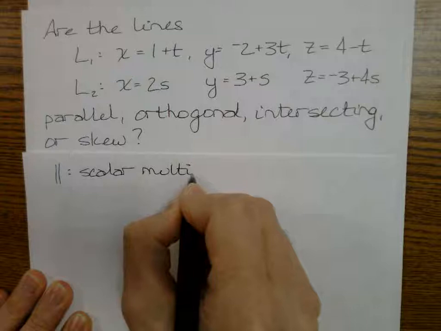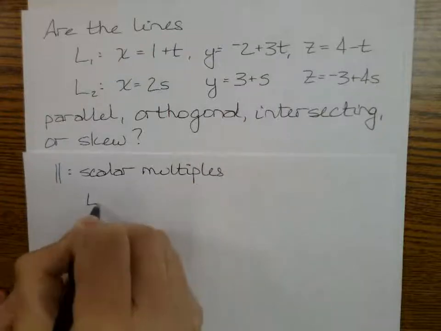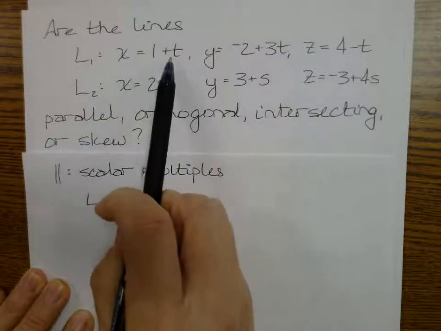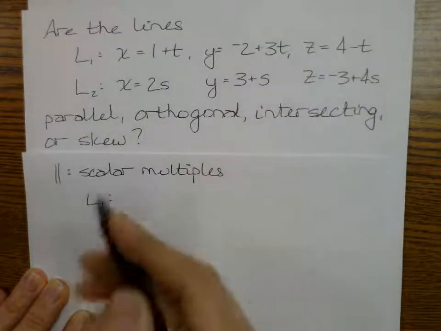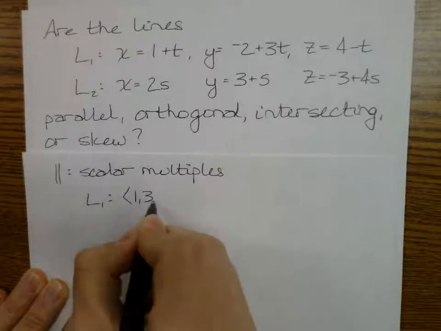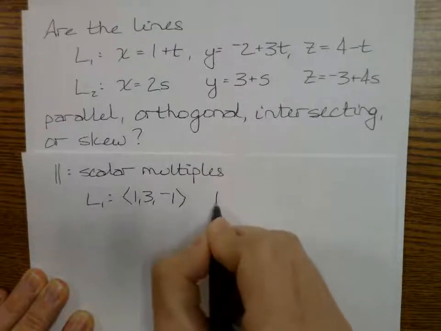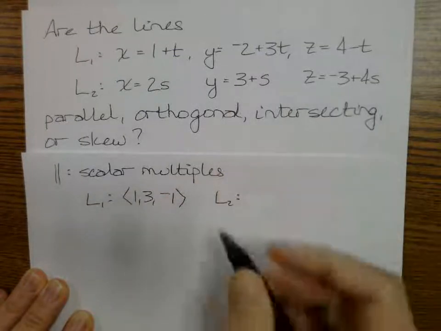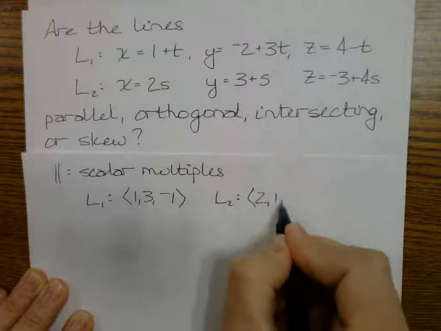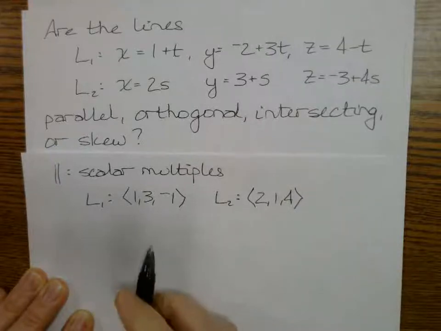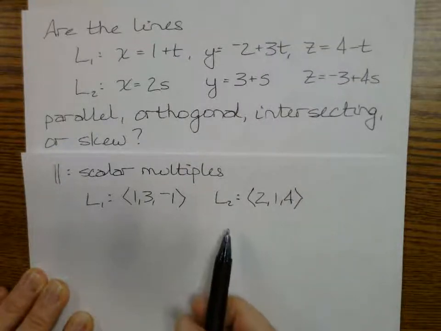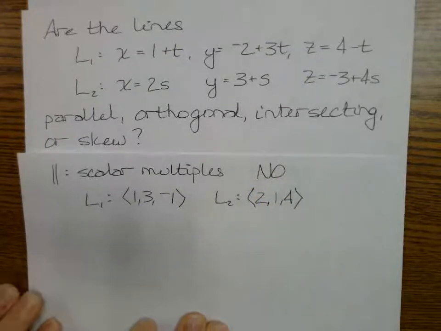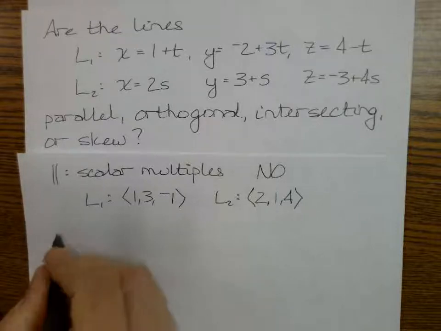So let's try it out. For L1, we can read off the direction vector here from looking at the coefficients of the t's: 1, 3, -1. And for L2, 2, 1, 4. Well, they're not the same, and they're not scalar multiples either. So for parallel, that's a big no. They're not parallel. Let's try orthogonal.